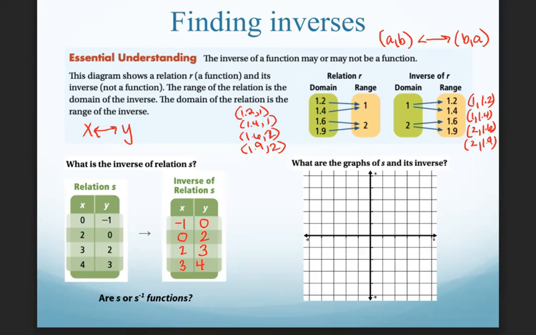Well, a function had to pass the vertical line test, meaning that the x values do not repeat. So in order to have this be a function, the x values for a function do not repeat. Do any of the x values repeat for S? They do not. So S, yes, is a function.